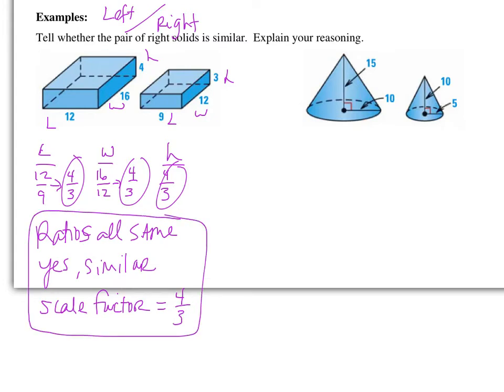All right, so our next figure, I've got the radius is my 10 and my 5, and then my height is my 15 and my 10. So let's do the radius. Again, I'm going left over right. So I'm going to do 10 over 5. That reduces to 2 over 1. And then my height, I've only got 15 over 10. 5 goes into both of those, so that would be 3 over 2.